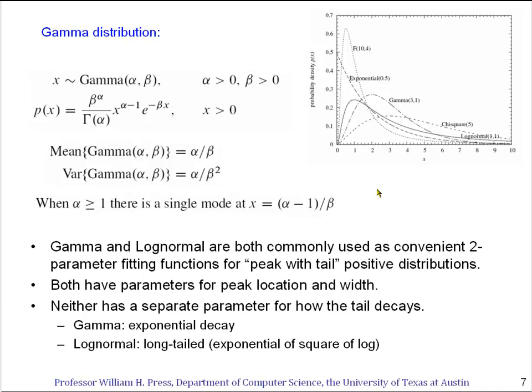Now note that although there's a scale parameter for the tail, that is to say, you could set the variance of the overall distribution, neither of these has a separate parameter that controls the functional form for how the tail decays. For all gamma distributions, the tail decays exponentially. You can't get a power law distribution within the gamma function framework. And a log-normal distribution has this funny function. It's the normal distribution in the log, so it decays as a negative exponential of the square of a log.